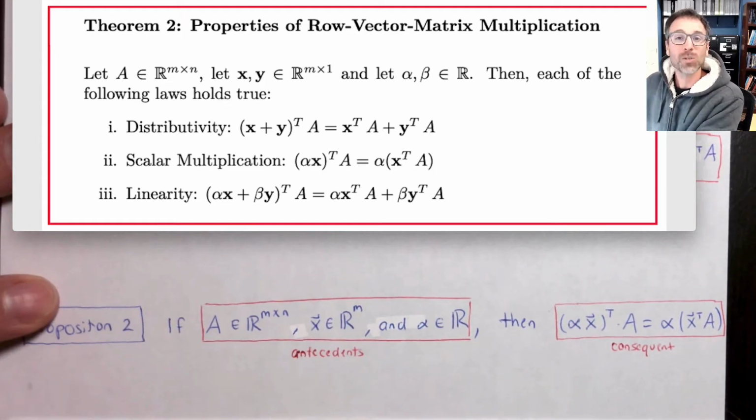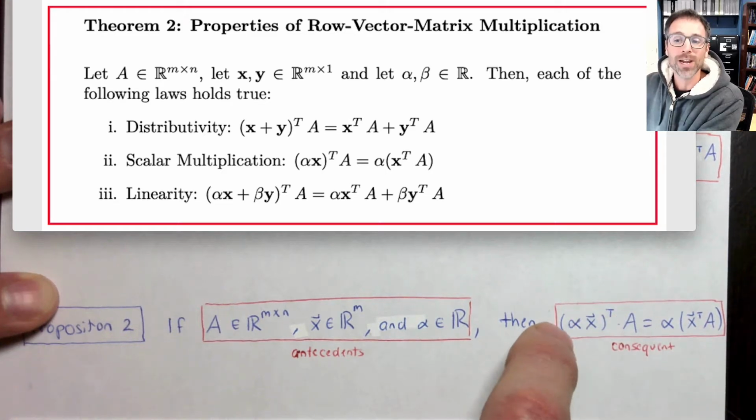So for scalar multiplication, we have a different set of antecedents. If A is an element of R m by n, x is an m by 1 column vector, and alpha is a real number, then scalar multiplication tells me that (alpha times x) transpose times A is equal to alpha times the quantity x transpose times A. In other words, I can bring out that alpha.